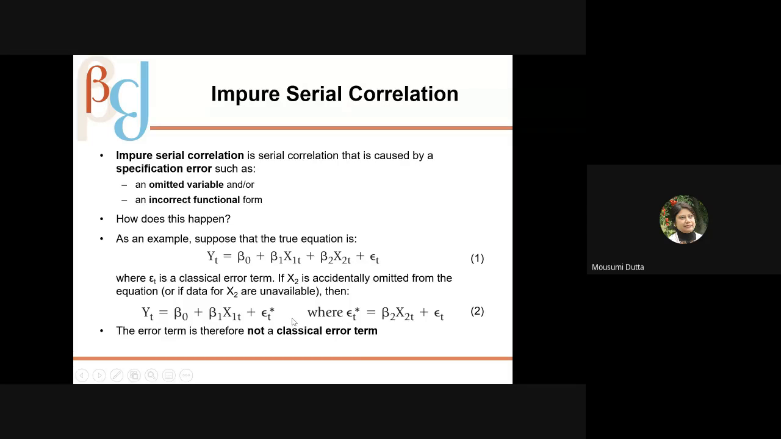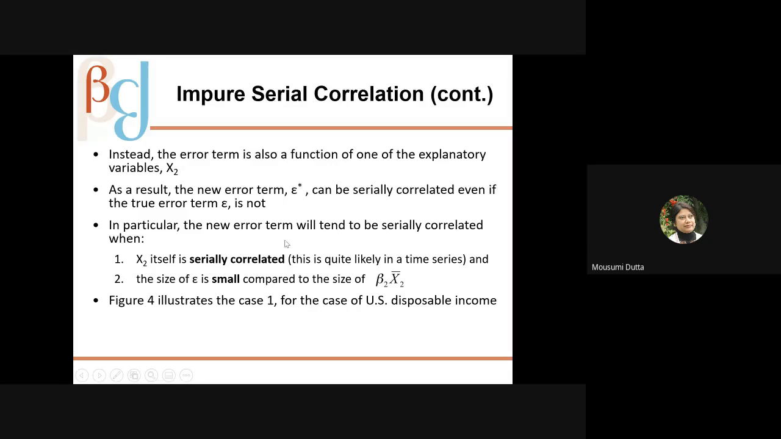So if I write the model in this form for any reason, naturally the error of the model I have written is basically the component which I should have in the true model plus the error of the true model. So the error term is not a classical error term. Instead, the error term is also a function of one of the explanatory variables, x2. As a result, the new error term epsilon star can be serially correlated even if the true error term epsilon is not.